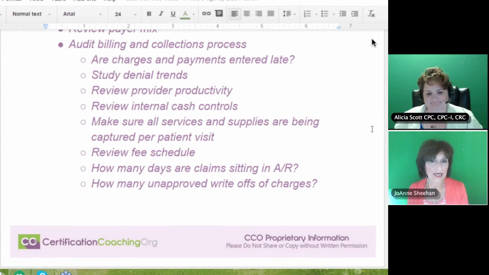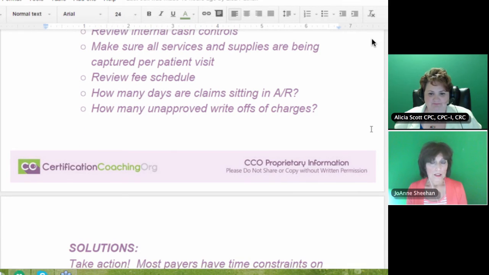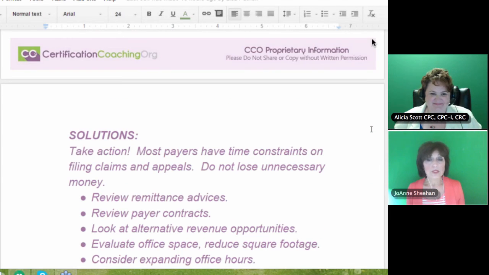And you want to study how many days the claims are sitting in AR. Is the biller doing her job? Are they piling up, or are we not paid? And then you want to see how many write-offs there are. I don't know if you ever heard of the Mercedes draw, but that's where billers don't know what to do with the denials and they throw them in the draw. And at the end of the year, you tally it all up, and the doctor could probably buy himself a Mercedes-Benz.